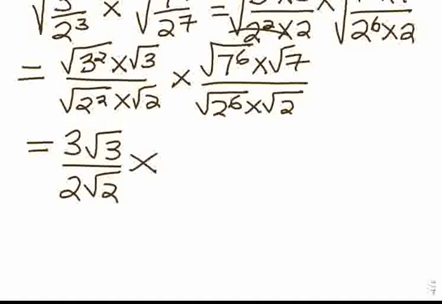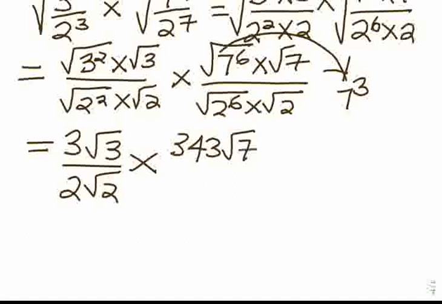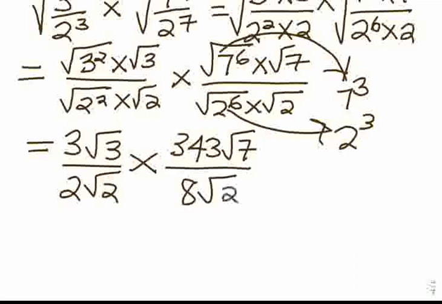Then coming to this side, what is the square root of 7 raised to power 6? The square root of 7 raised to power 6 is equal to 7 raised to power 3. 7 raised to power 3 times 7 raised to power 3 is 7 raised to power 6. And 7 raised to power 3 is equal to what? 343. So we're having 343 root 7 there. For this one too, the square root of 2 raised to power 6 is 2 raised to power 3. Now 2 raised to power 3 will give us what? That is 8. So we're having 8 root 2 there.